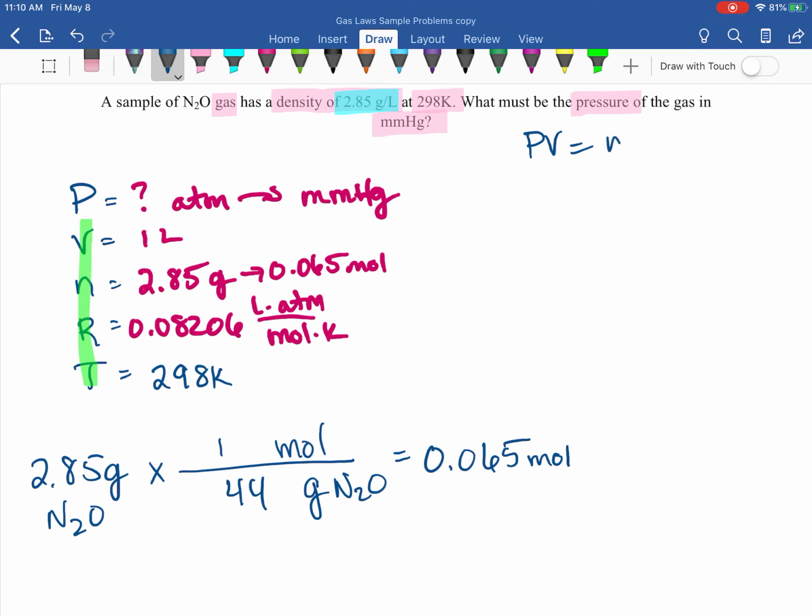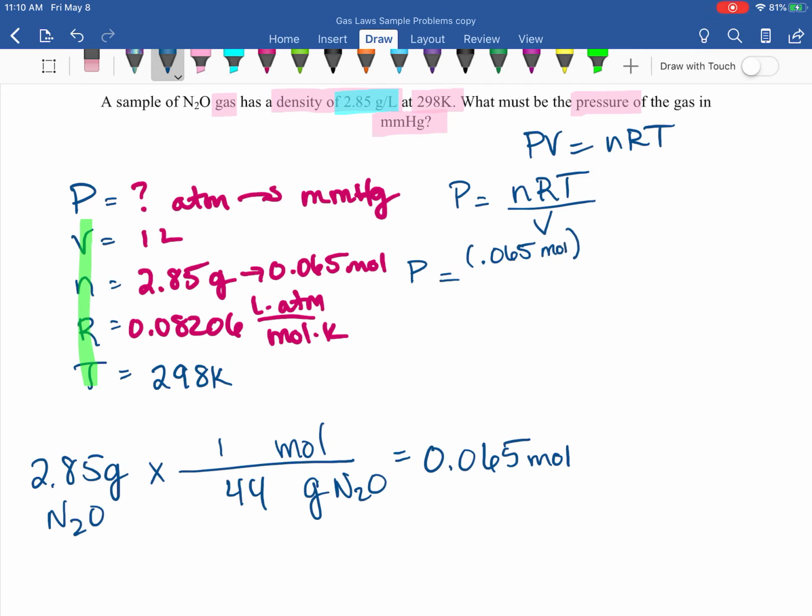Now we're going to solve for pressure. So in our PV equals nRT, we're going to solve it just like the last one. And I'm going to leave pressure. And I'm going to take my nRT over volume. And this time I'm going to give myself a little bit of space and start over here, even though it looks just a little bit cramped. And I'm going to try and write just a little bit smaller.